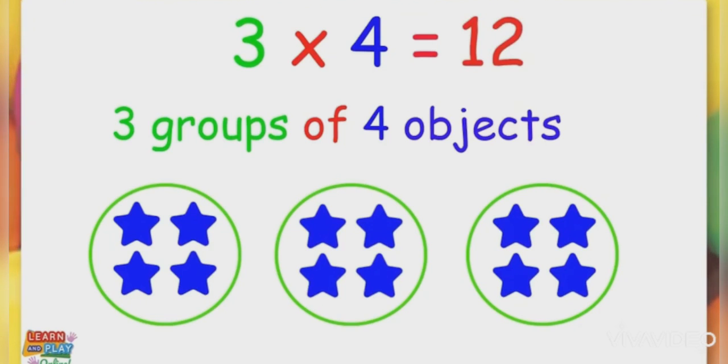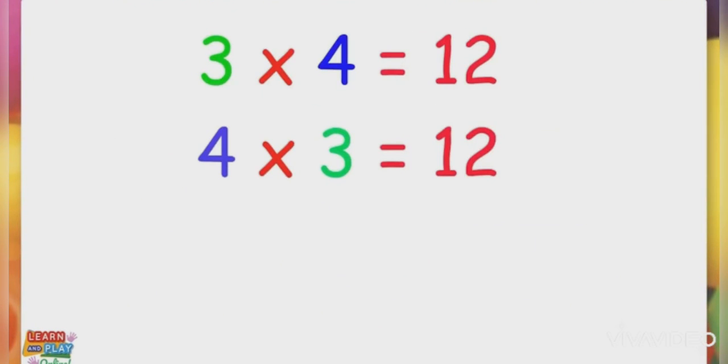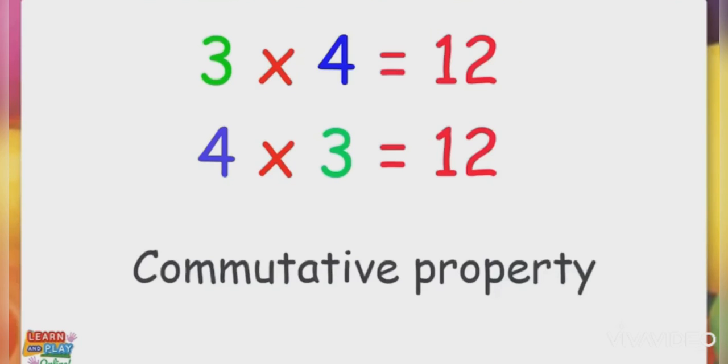4 times 3 has the same result as 3 times 4. 3 times 4 equals 12 and 4 times 3 also equals 12. Here I use a special property, which is the commutative property.